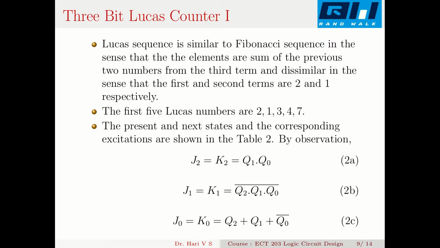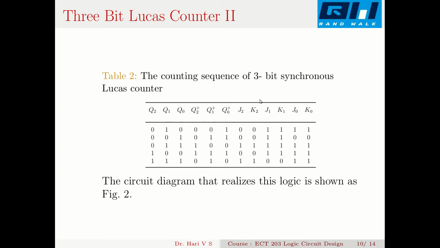Now let us look at this excitation table. So I have these counts 2, 1, 3, 4 and 7. These are the 5 3-bit counts. Now this is Q2, Q1, Q0: 0, 1, 0, then 0, 0, 1, and Q2 plus, Q1 plus, Q0 plus is, after this 0, 1, 0, the next count is 0, 0, 1. It is written here 0, 0, 1. It is just a convenient way of writing, nothing more. It is 0, 1, 1.